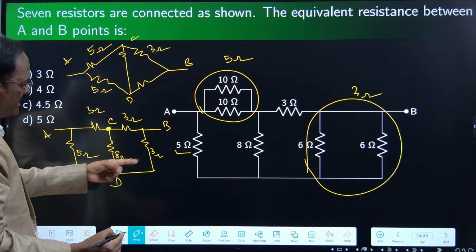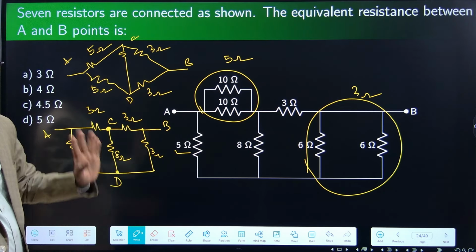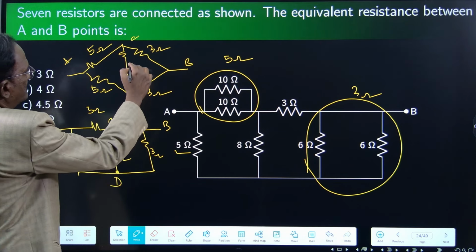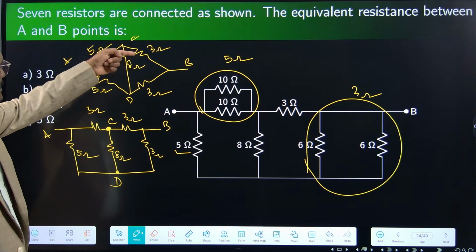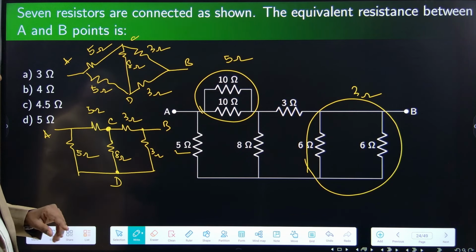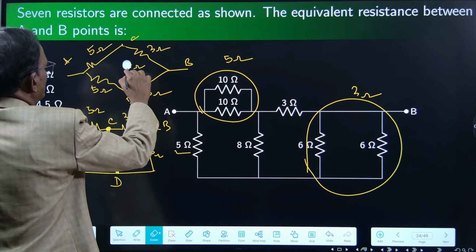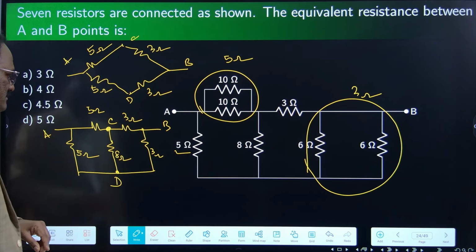Between B and D, 3 ohms. 5 by 5 is equal to 3 by 3. Between C and D, 8 ohms. Yes, this is also written here. 5 by 5 is equal to 3 by 3. Balanced. So we can remove this branch. No current flows through it.